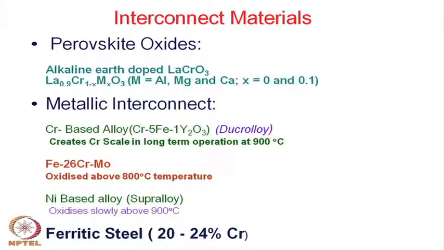So, in general the alloys or the metals have a higher thermal expansion coefficient compared to the oxides, and that is one of the problems of course, but the current trend is to use ferritic steel instead of the other exotic alloys mentioned above.